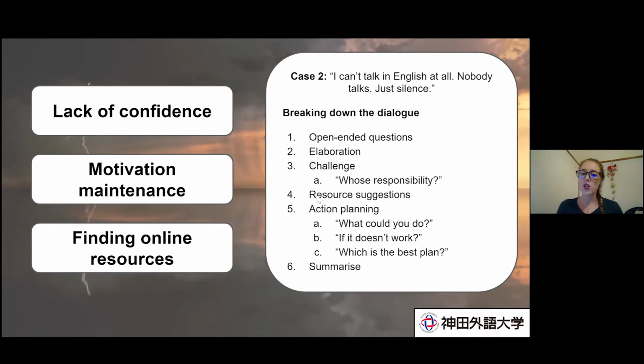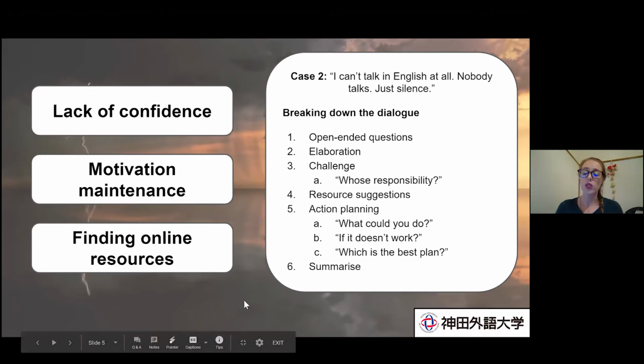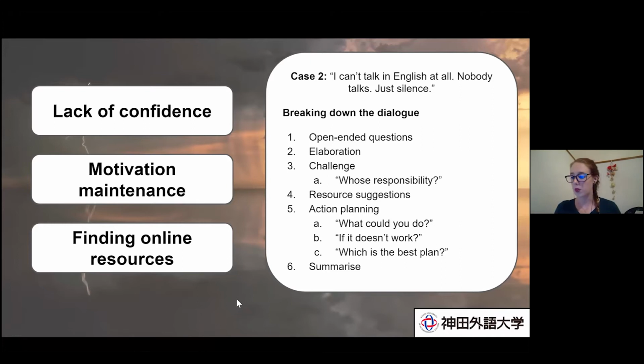And this is where we start talking about online resources. So we start looking for different places for them to have English conversations. And this is more often than not where I give them some suggestions and they tell me whether or not those resources would suit their aims and their needs. And again, from there, we work out an action plan, finding out which one works best for them and summarizing it in a Google document or on the Zoom whiteboard.